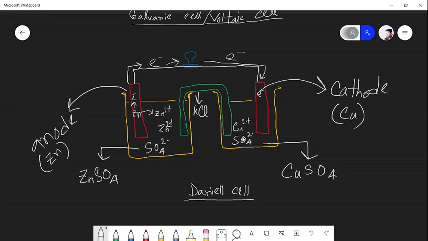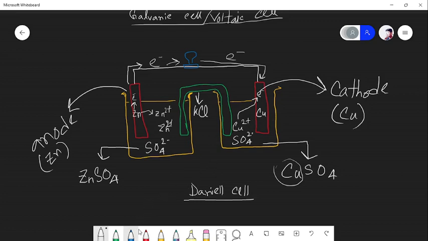And now in this solution, see, the cation is the copper. Now copper goes to the cathode to accept that electron, and this cathode is made up of copper. Now copper accepts the electron and stays as a neutral solid copper at the cathode.